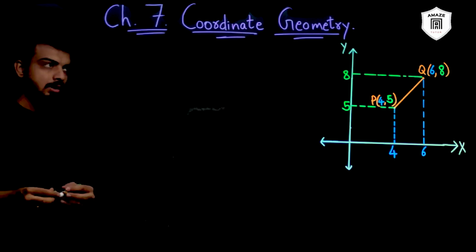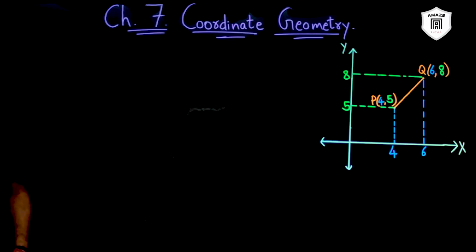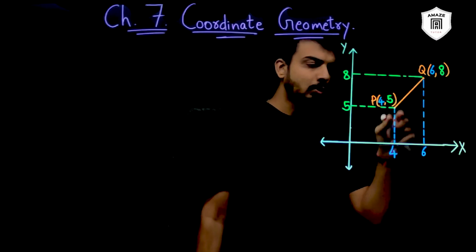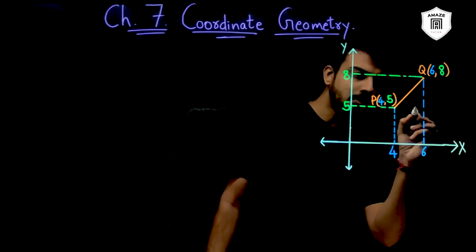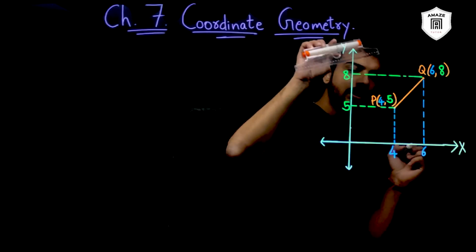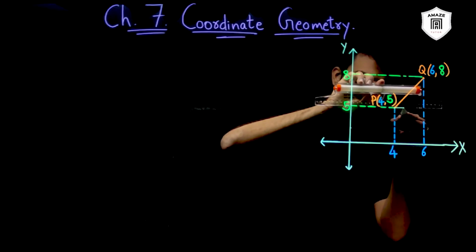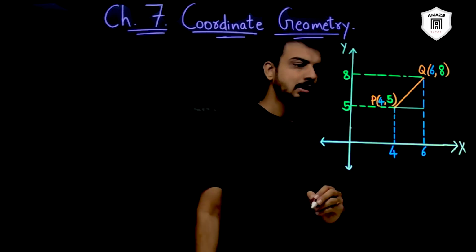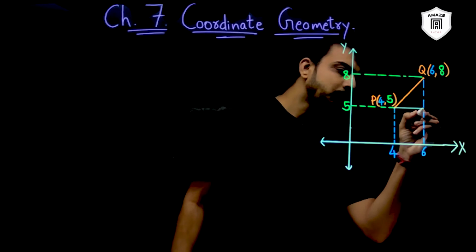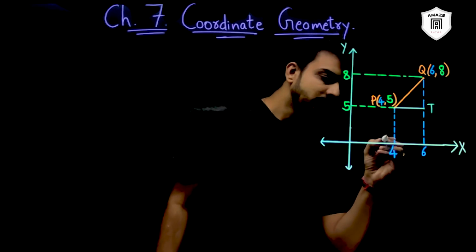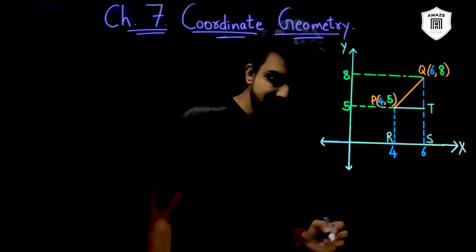Now, look here, what I'm going to do is, I will draw a line parallel to the x-axis. I want to figure out distance PQ, right? What I'm going to do is, I am going to draw a parallel line here. Okay, parallel line here. Let this be intersecting this line. Now, let this be T, let this be R, and let this be S.